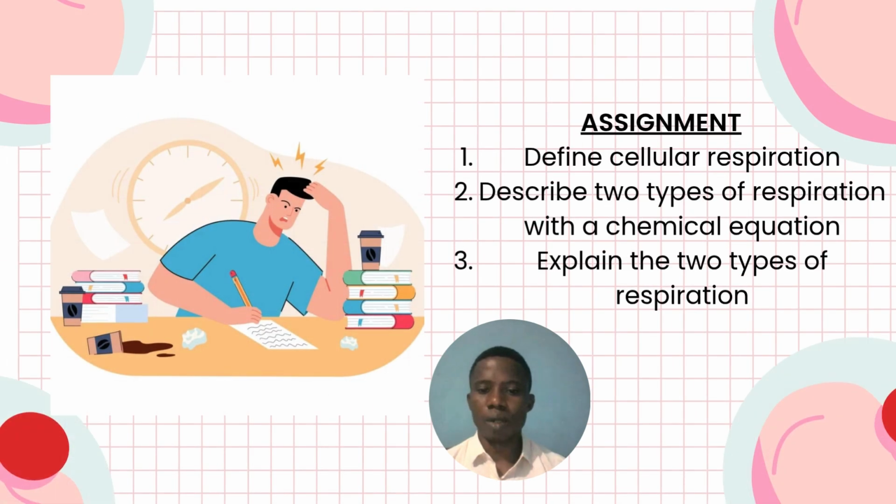I will be leaving you with some assignments which you shall write down so that you can prepare for the next class. The first question is: define cellular respiration. 2. Describe 2 types of respiration with a chemical equation. 3. Explain the 2 types of respiration.